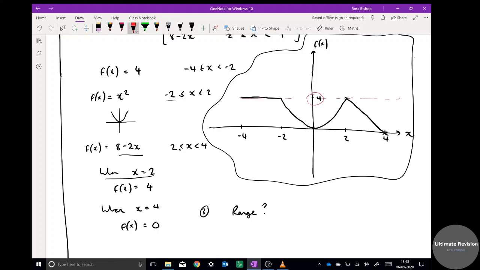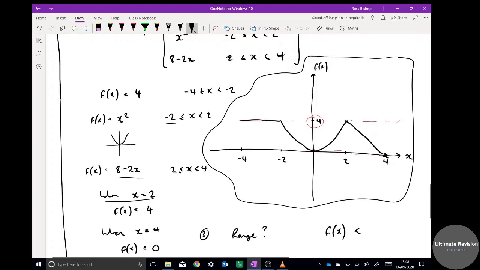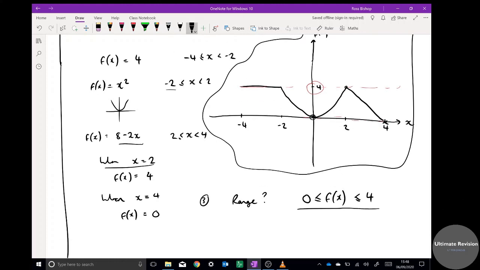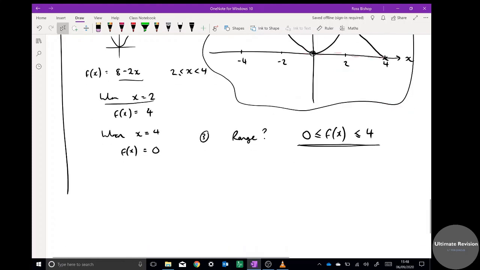And the smallest it can be on the y-axis is 0. So f(x) here is going to be, it can be equal to 4, so it's going to be less than or equal to 4, and it's going to be greater than or equal to 0, again because 0 could be there. And that would be the range of that function.